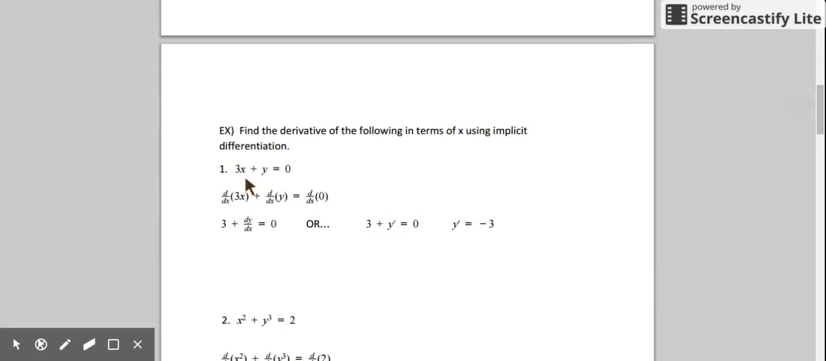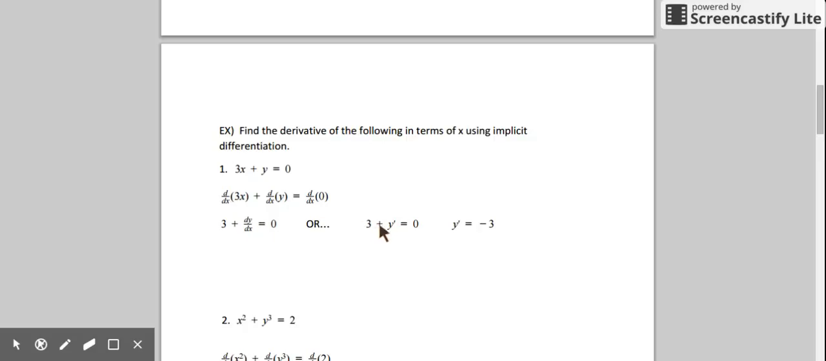Here's our first example, 3x plus y equals 0. So rather than solve for y and find its derivative, I'm going to derive it as it is right now implicitly. I'm going to derive each term individually. So the derivative of 3x with respect to x is just 3. But the derivative of y with respect to x is the derivative of y. And you can keep it in this form, dy over dx, that represents the derivative of y. I think it's easier when we're doing implicit differentiation to use this symbol instead, y prime. It's just a little bit easier to work with than this fraction.